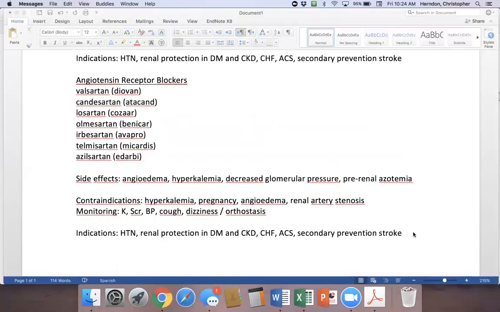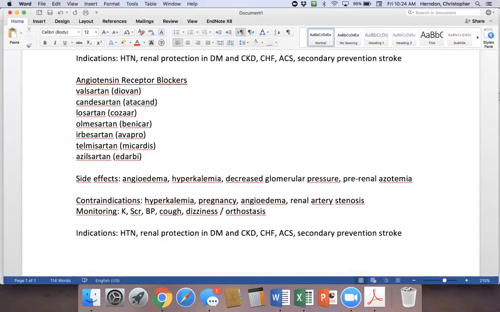All right. How do we feel about these? When do we use ARBs? When an ACE is contraindicated, usually for cough. Okay. Next drug class. I think it's your turn.